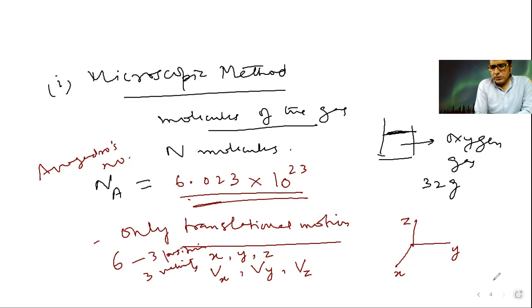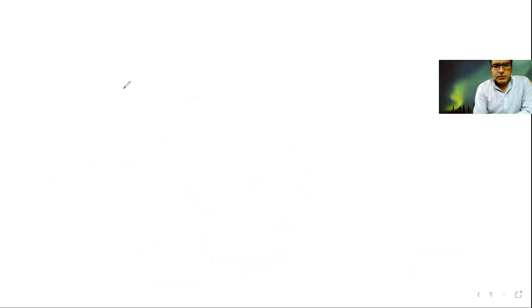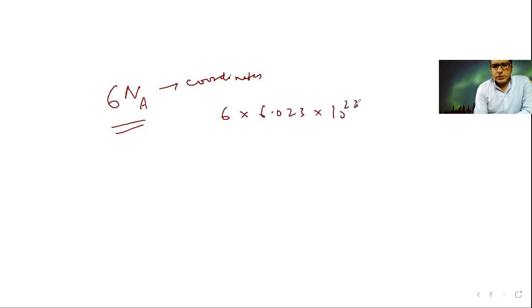So I have a number of molecules. Each molecule has 6 coordinates. That means in total I have 6 times this much number of coordinates, right? That means I have 6 into 6.023 into 10 raised to power 23 variables, position and velocity coordinates. There's a huge number.